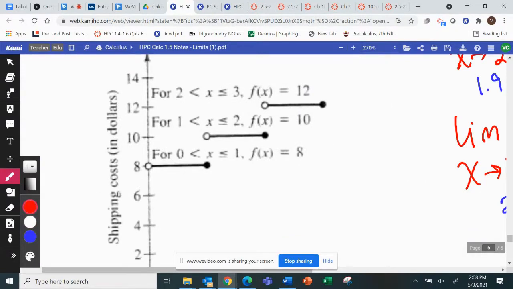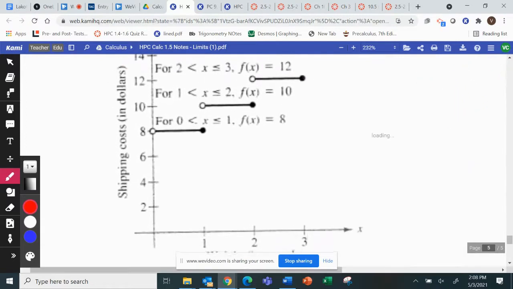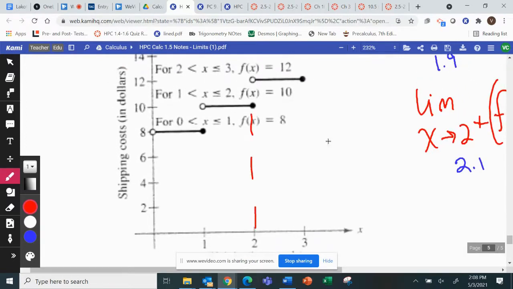At 2, well, I can't see my x-axis. At 2, this direction is approaching 10, and this direction is approaching 12. So it's two different places, even though one's open and one's closed. So the limit does not exist if they're going to two different places.